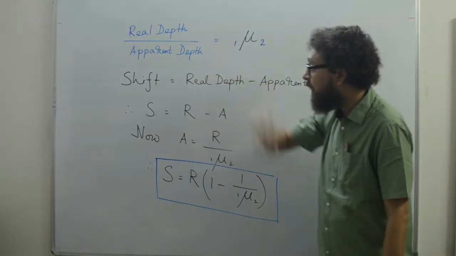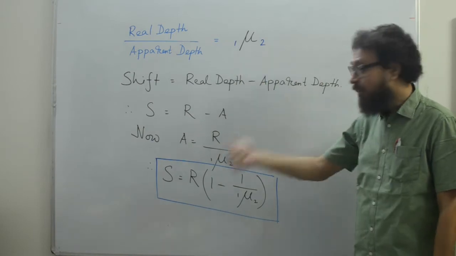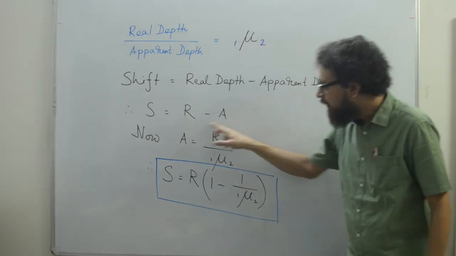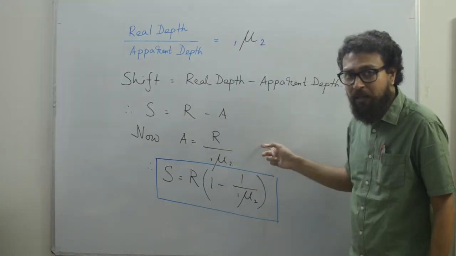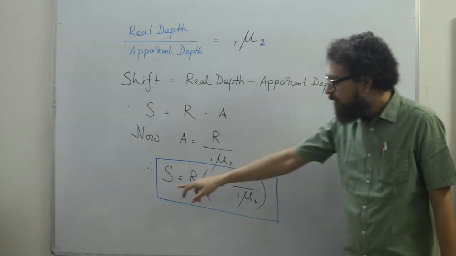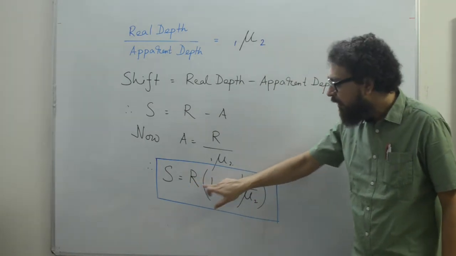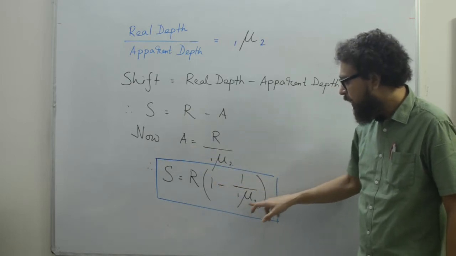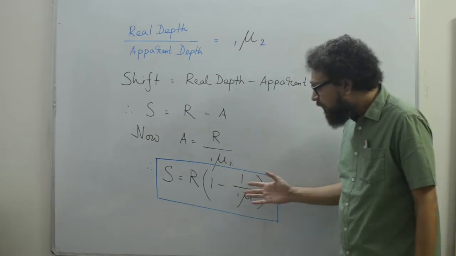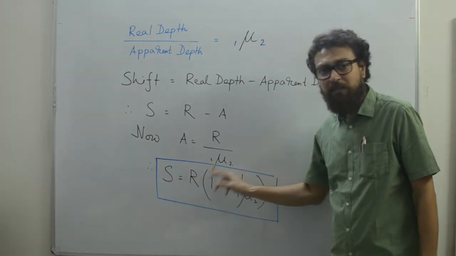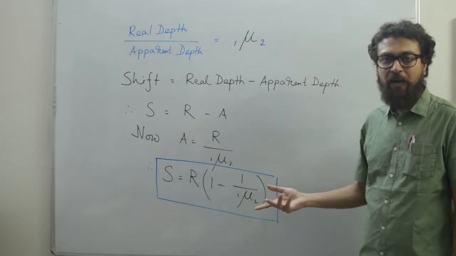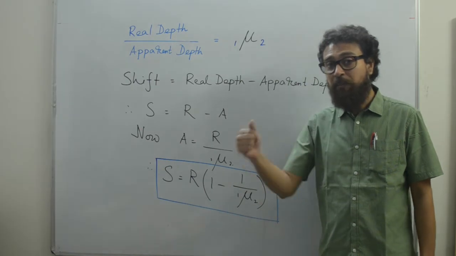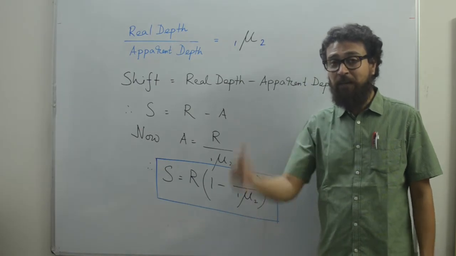Now we have this formula: real depth by apparent depth equals 1 mu 2. Fine. So apparent depth is equal to real depth by 1 mu 2. Simple. So this value I will replace here, and then I will have a very simple formula. Shift S equals R into, I am just taking R common, 1 minus 1 by 1 mu 2. Okay, so that is very simple. Shift is equal to real depth into 1 minus 1 by refractive index, of the medium where you have actually placed the object.